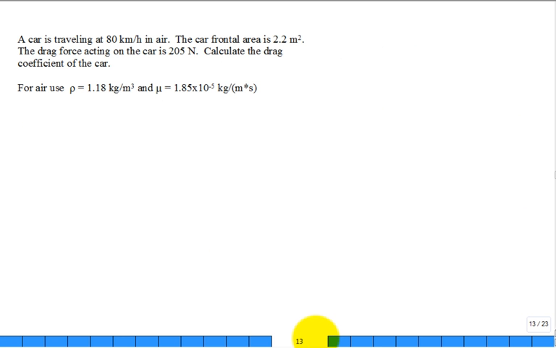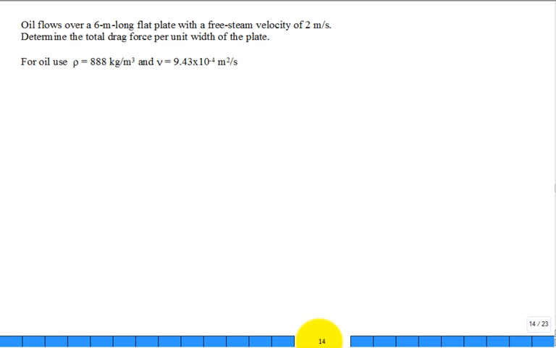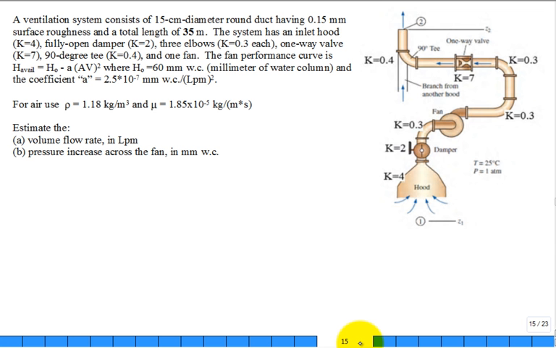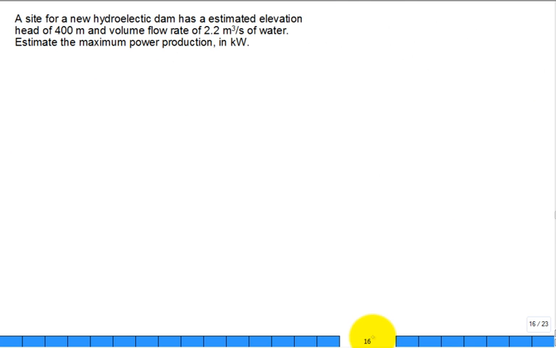So this is a car traveling problem I was going to solve. This is oil flowing problem. I don't have the answers on here though, just the problems. This is a ventilation problem. This one was a longer problem. Basically do Bernoulli's. I think I tried to set it up like this last time. This is a much simpler problem, calculation of the maximum production power, hydrodynamic dam.